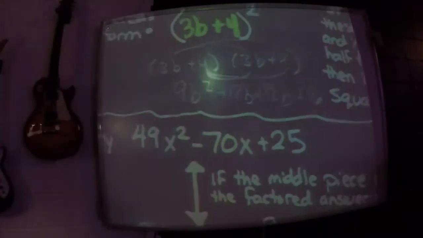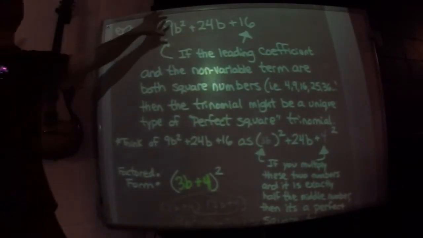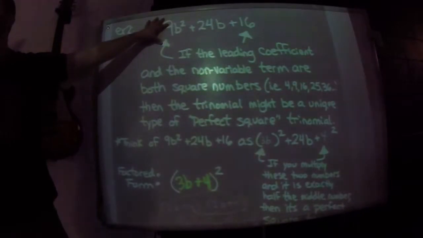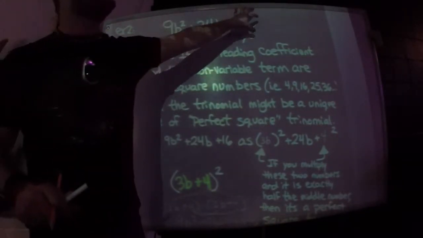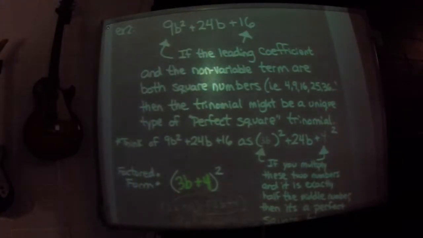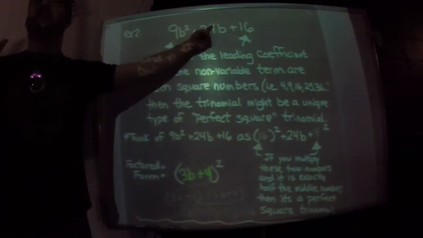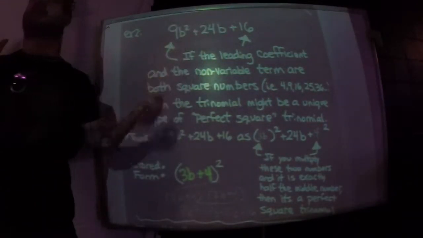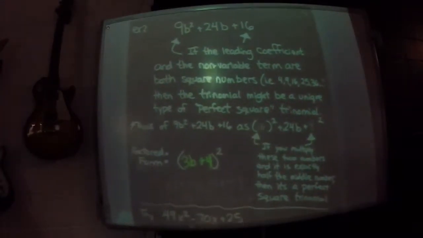So again, just to remember, you don't want to have to factor something that has a coefficient at the beginning. Occasionally you'll have to. But if it works out where this is 3 squared and this is 4 squared, you can take 3 and 4 and say, does 3 and 4 make half of this? If so, it's 3b plus 4 times 3b plus 4. So keep that in mind.